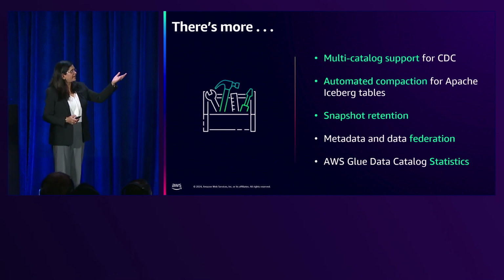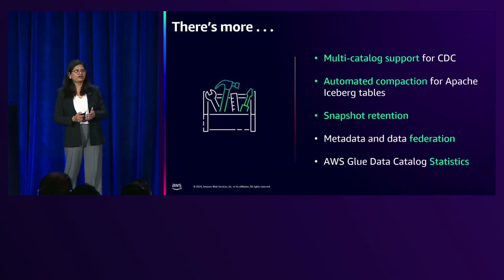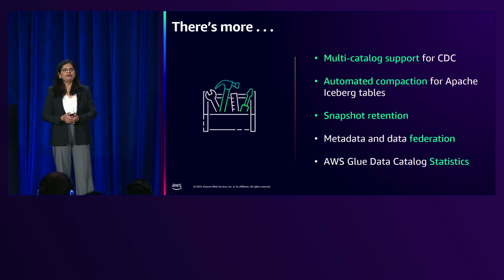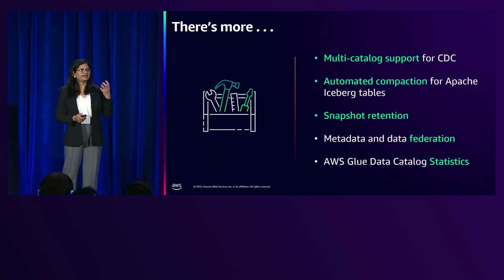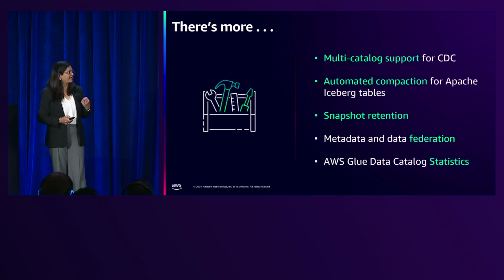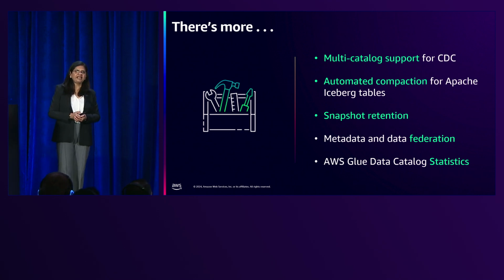The Glue Data Catalog has also implemented automated compaction for Iceberg tables. They have enabled snapshot retention, which will help you reduce your storage costs. We have metadata and data federation, which will allow you to federate to external sources with Athena and implement FGAC functionality on that. And also, we are constantly updating the statistics on the tables in the Glue Data Catalog to give you much better performance.